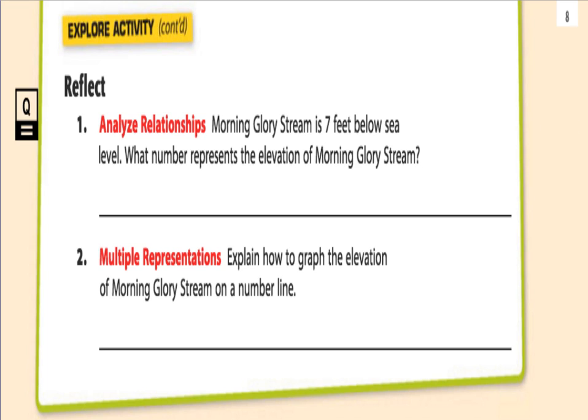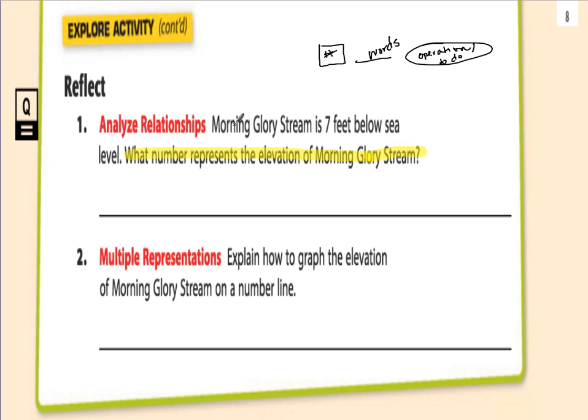So I highlight the question. When I read, the first thing I do is highlight the question. What number represents the elevation of the Morning Glory Stream? Then I identify important information. I box important numbers and I underline important words and I circle, I don't want to say our action words, but our operation words or our to-do words. So what it's telling us to do.